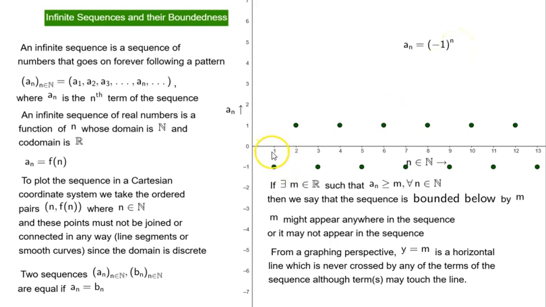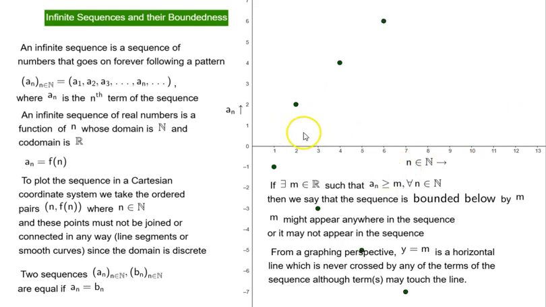So when n is 1, a sub n is minus 1. When it is 2, it is minus 1 to the power of 2, that is 1. So here the sequence goes minus 1, 1, minus 1, 1, minus 1, 1 and so on. So here it is bounded below by minus 1 and it is bounded above by 1.